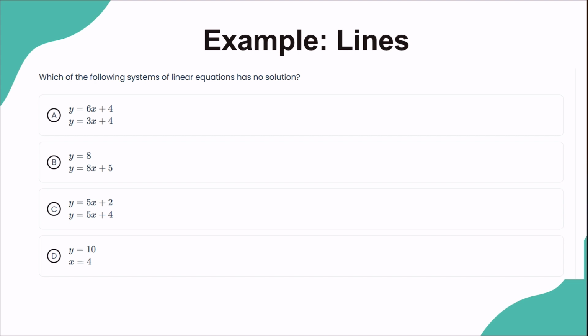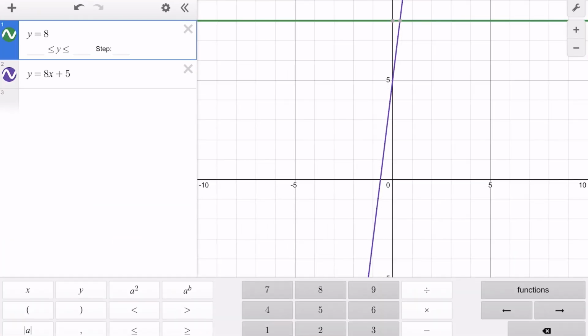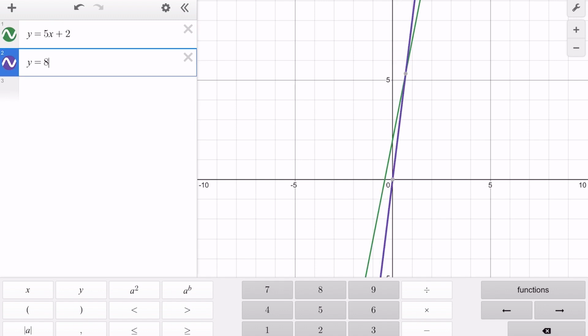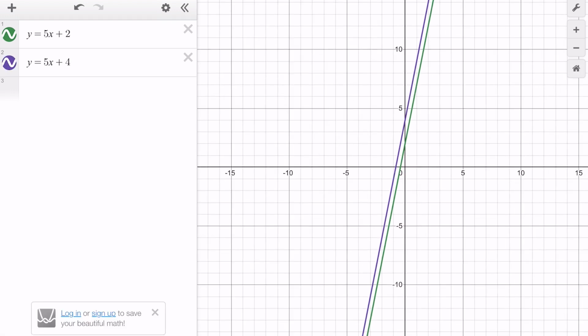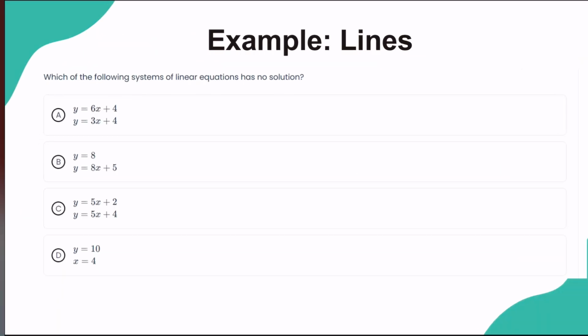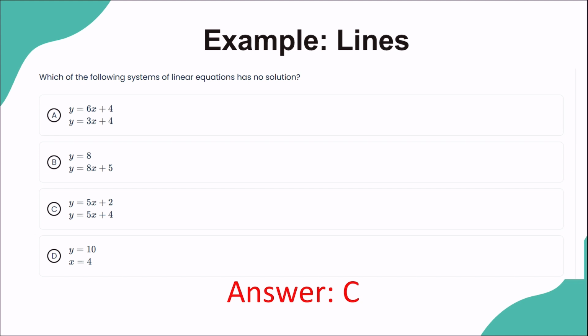Next, we have 5x plus 2 and 5x plus 4. Now, these ones I already knew weren't going to have a solution because they have the same slope but different y-intercepts. So these ones are going to be no solution, just formulaically. But we also can see in Desmos here, they never intersect. They're parallel lines, and they'll have no solution. So C here is our answer.